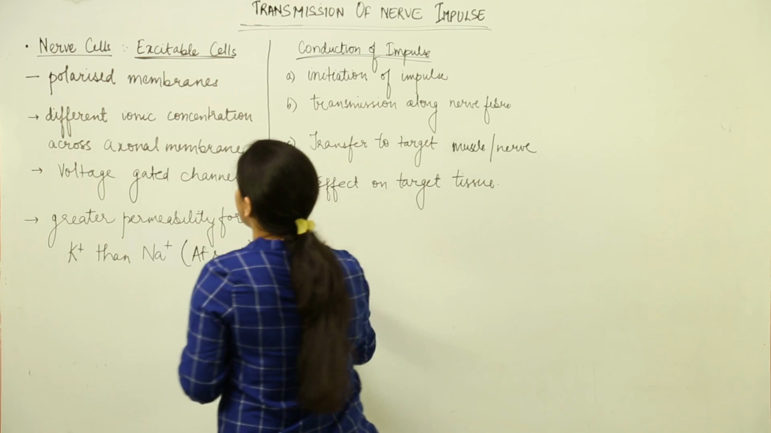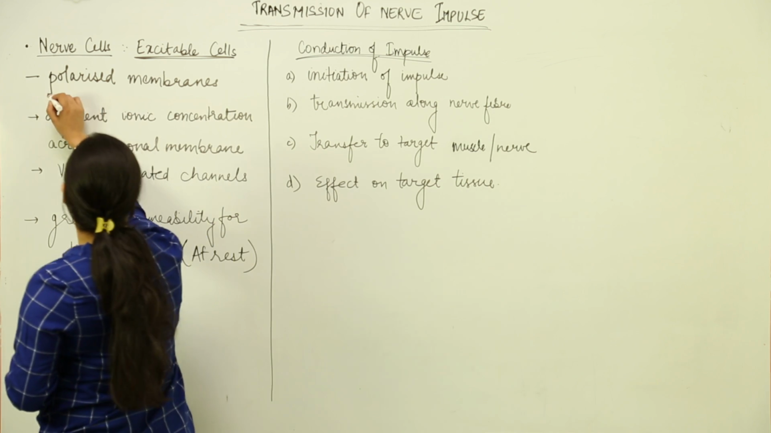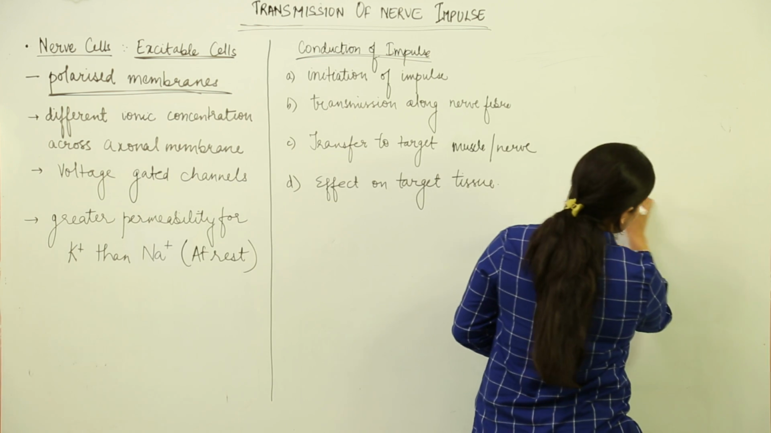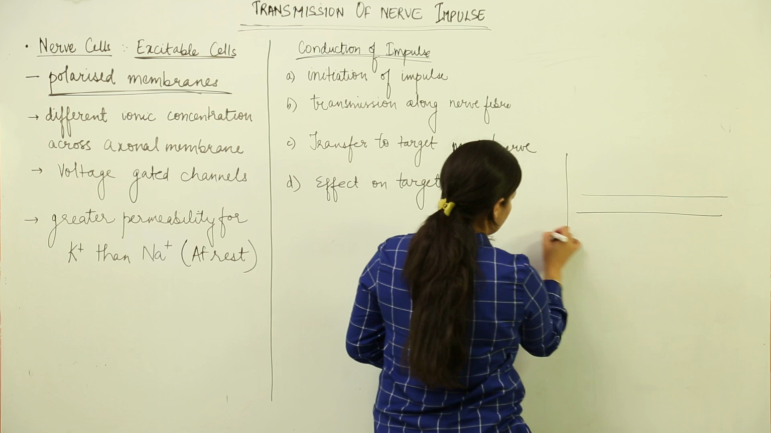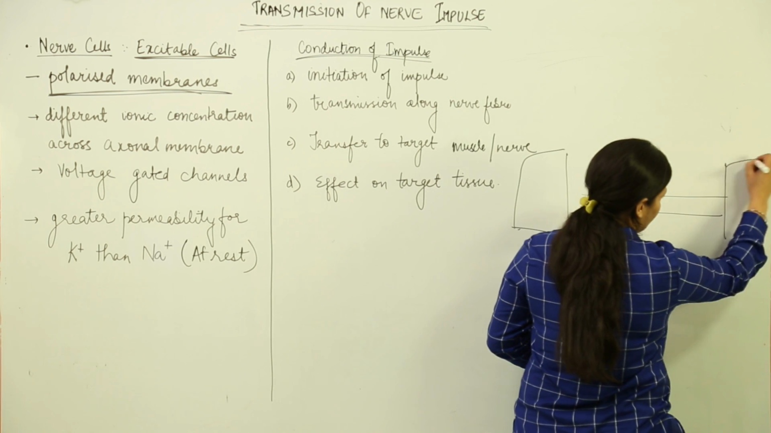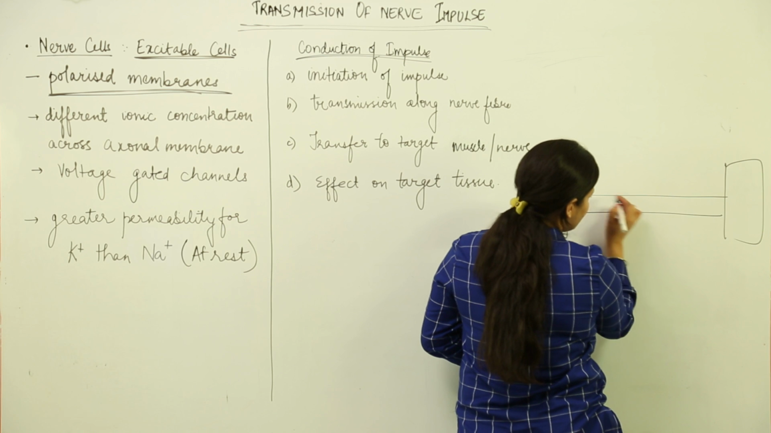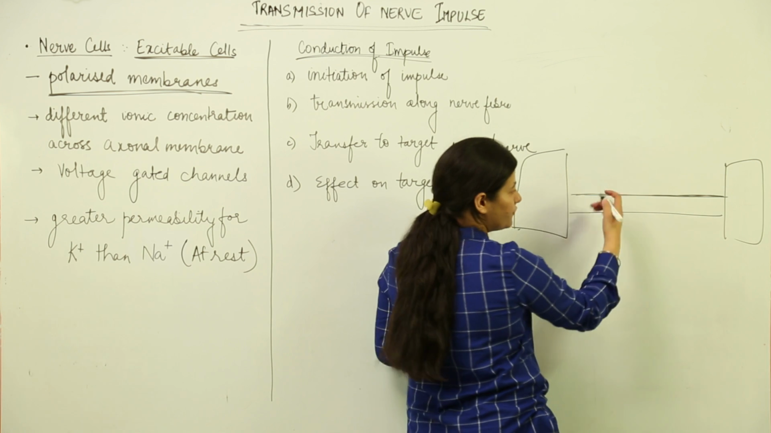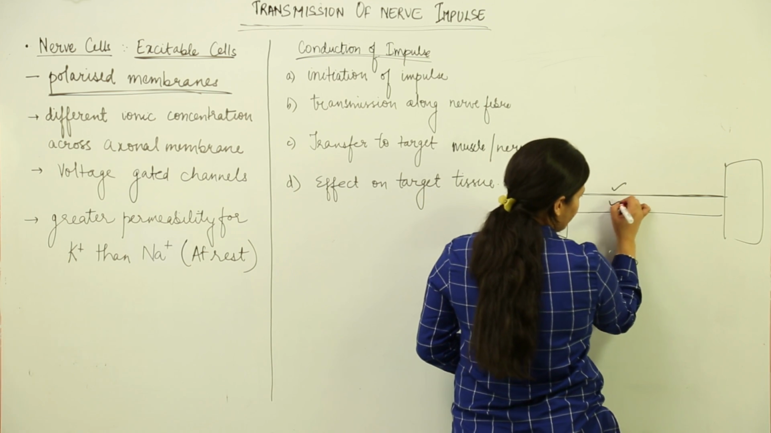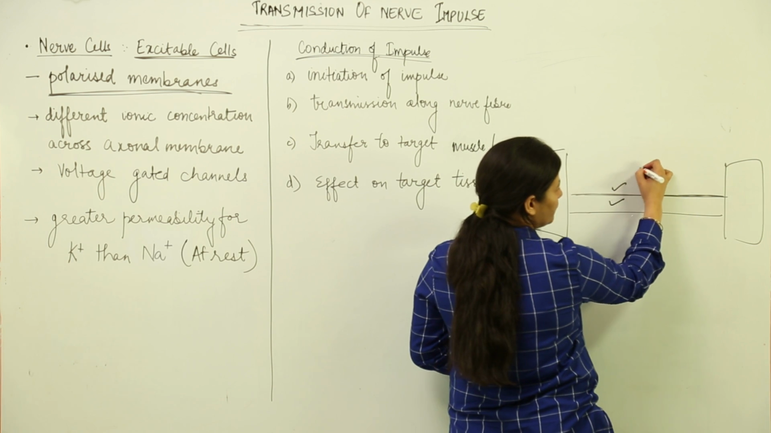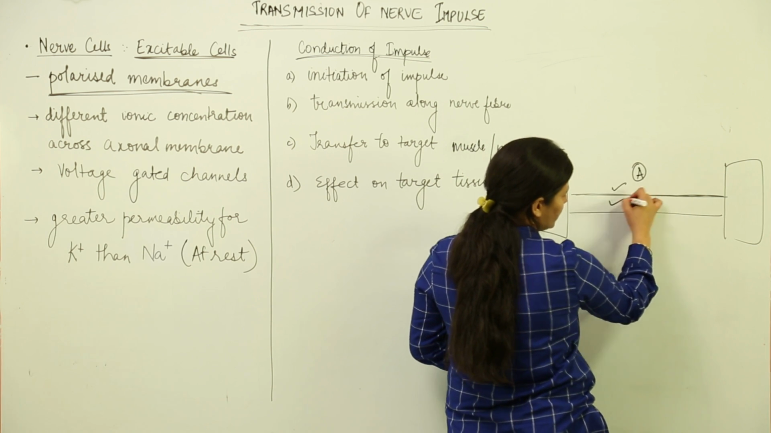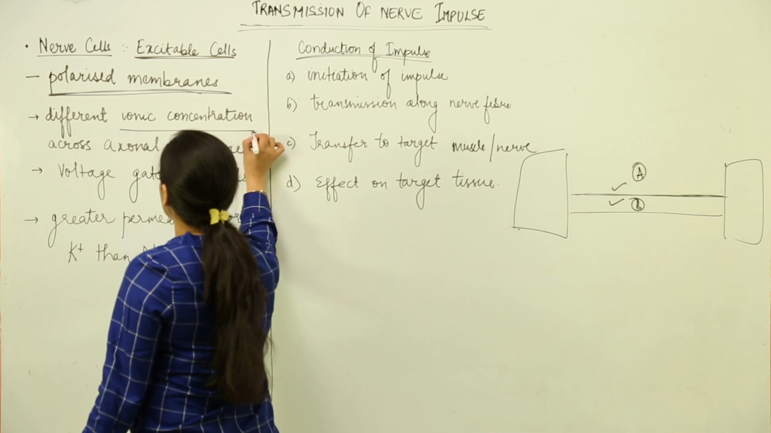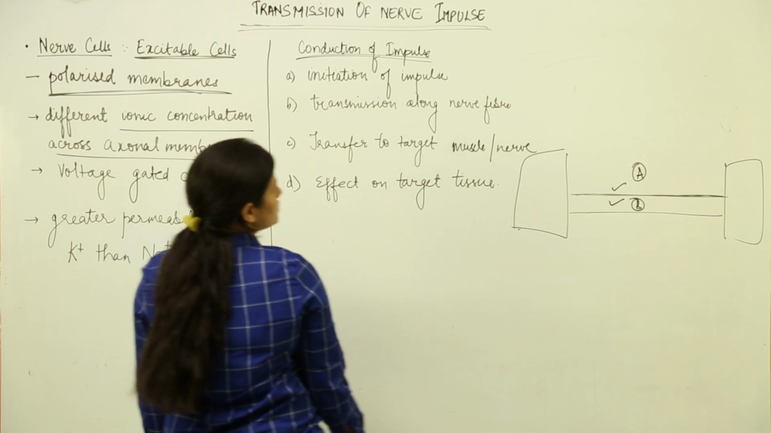When I say excitable cells, it refers to the membranes present in them, which are polarized. Polarized means that supposedly this is the axon I am talking about, this would be the cell body and this would be the synaptic region. This axonal membrane would be polarized. How would it be polarized? There would be a potential difference between the outer membrane and the inner part. The outside of the membrane would have a different potential and the inside would have a different potential, and there would be a potential difference between the two because of the different ionic concentrations across the axonal membrane.